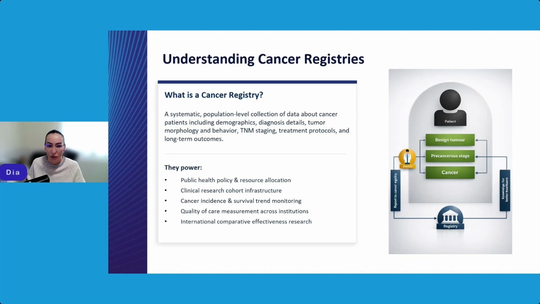Now let's see why registries matter. Well, they matter because they support public health policy, clinical research, survival trend monitoring, quality of care measurement, and international studies. When a government allocates funding for a cancer screening program, or when researchers define a clinical trial population, or when a hospital measures its care quality, they all rely on registry data. In other words, registries are a critical infrastructure.